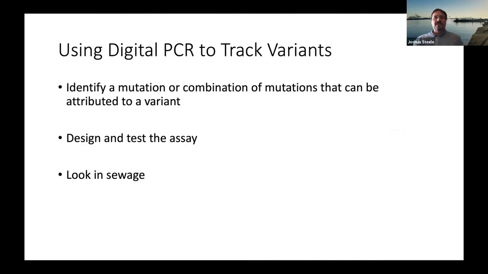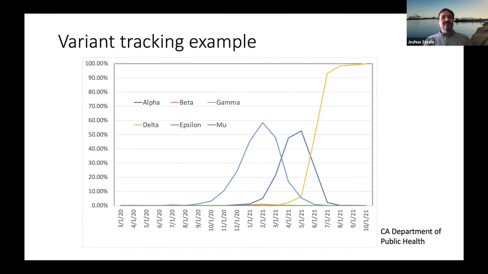And the way we have to do it then is we identify this mutation or combination of mutations and attribute it to a variant. So for instance, the Delta variant, there's one that we have been testing where the primer and probe set spans both a variant at a specific location as well as a substitution variant. It gets two variants in one primer set, and that enables us to call it Delta, or at least we think it does. And then we have to test it, make sure we're not fooling ourselves, and look in the sewage.